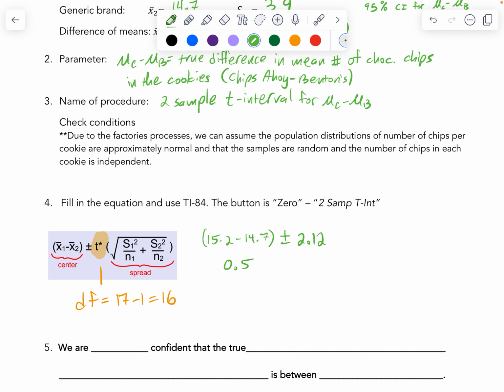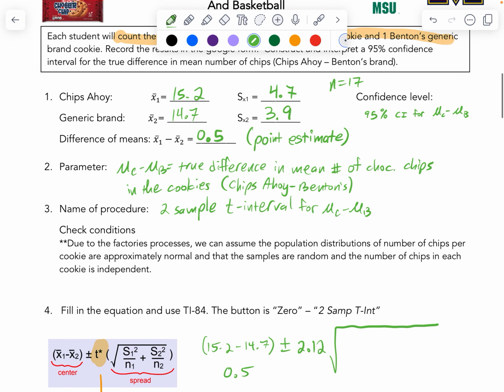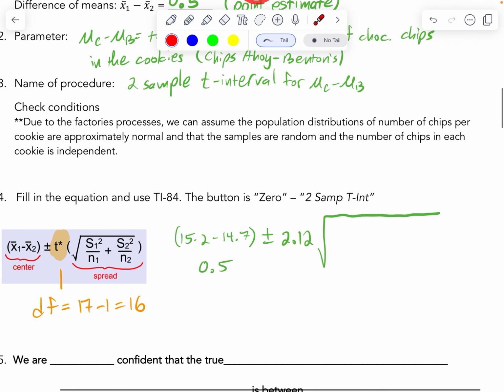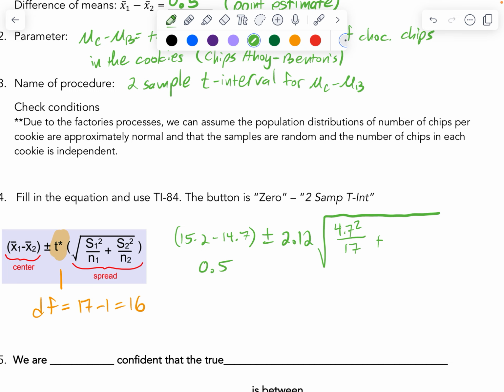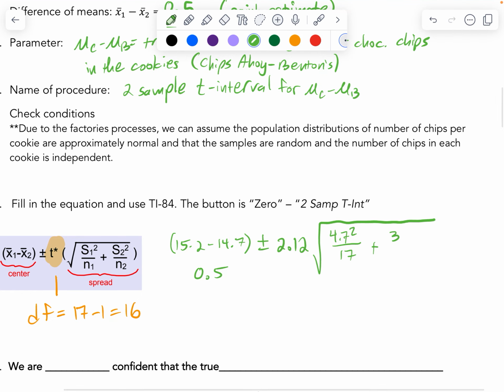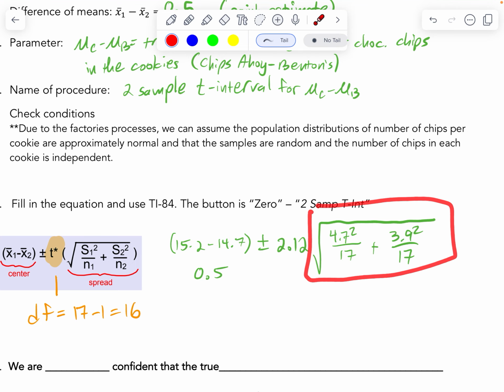Then there's that square root thing that I just showed you in the packet, right? I'll write it all down, but then I'm going to really have the calculator help me. This is the standard deviation of each type of cookie. So 4.7 squared over 17 plus 3.9 over 17, oh, squared. Okay, this is the standard error.